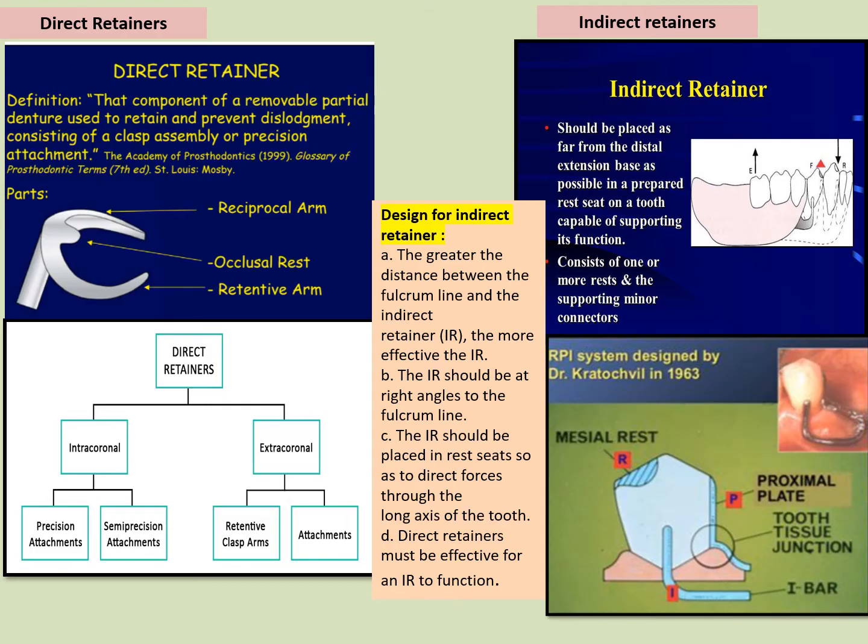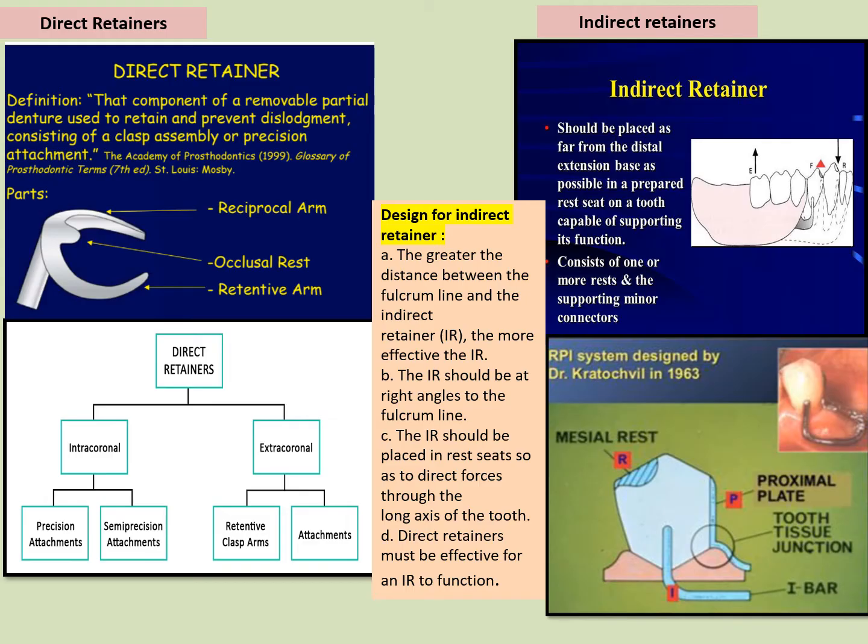Now there's the indirect retainer too, right? So the indirect retainer we are using only for Kennedy class 1 and class 2, and its main function is to prevent the rotation of the denture base around the fulcrum line. The fulcrum line, as we know, is an imaginary line passing through the distalmost occlusal rest, around which the denture has a tendency to rotate. Now you put a perpendicular to that fulcrum line. Where the perpendicular ends, like on the mesial fossa of the premolar or the cingulum of the canine, is considered the ideal location for putting an indirect retainer. But always remember, the indirect retainer is only used for Kennedy class 1 and class 2 design. You can see more details here.